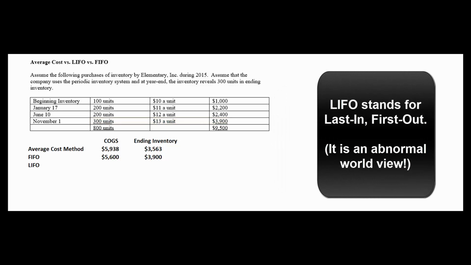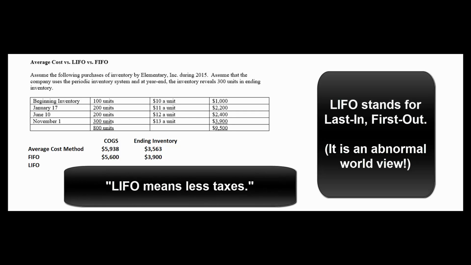Now let's use LIFO. Last in, first out. It's an abnormal way of doing things, and it creates all kinds of problems, but we like it. In America, we like it because LIFO means less taxes. There are not very many places in the world where you're allowed to use LIFO, but you can use it here in the United States. So last in, first out.